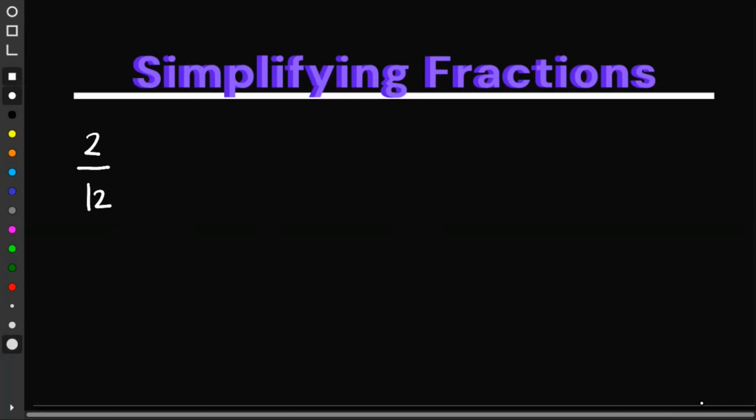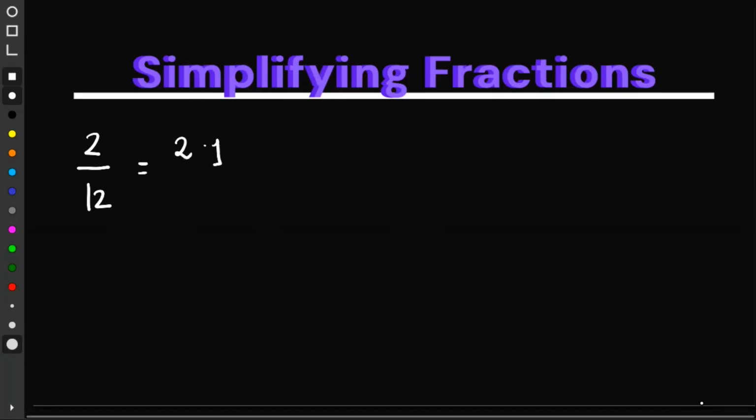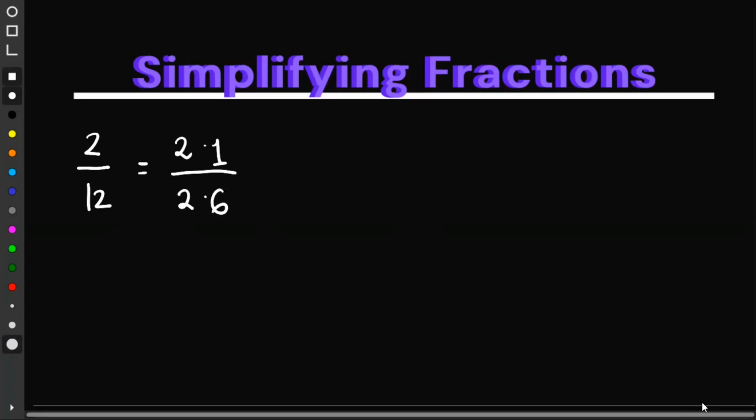So for this example, observe that both the numbers in the numerator and denominator are divisible by 2. So we can factor out 2 like this, canceling 2, and this would give us 1/6. So that is its lowest terms.